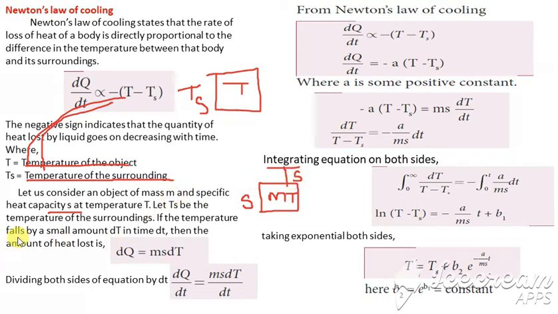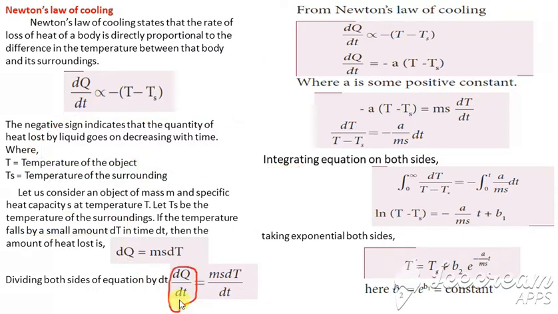If the fall in the temperature is dT in a small time dt, then the quantity of heat lost is given by the mass into the specific heat into the change in the temperature. So dQ is equal to ms dT. Now we are going to divide both sides with dt. So dQ divided by dt is equal to ms dT divided by dt. Already we know that dQ divided by dt is equal to minus of (T minus Ts).